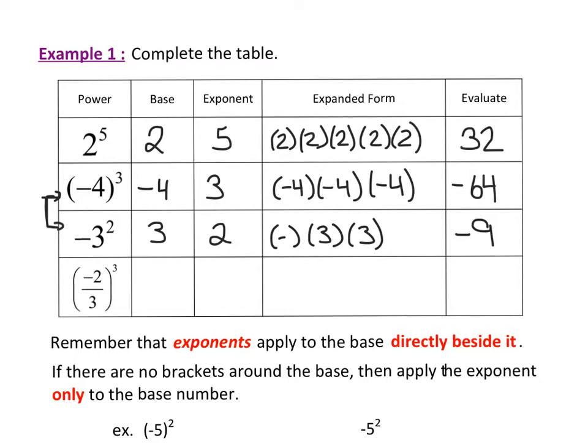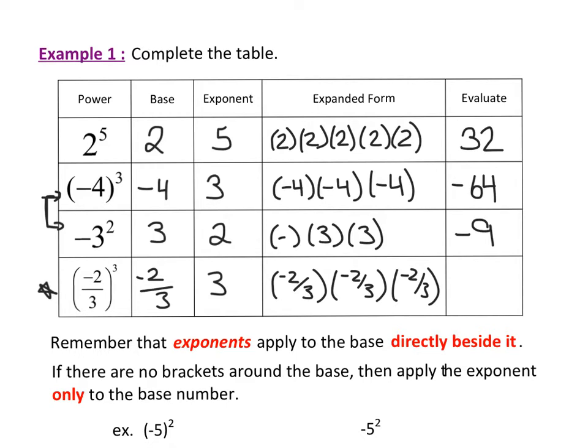Okay, so what I would like you guys to do is try the last one by yourself. So I'll pause the video. So our base is -2 over 3. That's included in the brackets. Our exponent is 3. And then we can write our expanded form: -2 over 3 times -2 over 3 times -2 over 3.